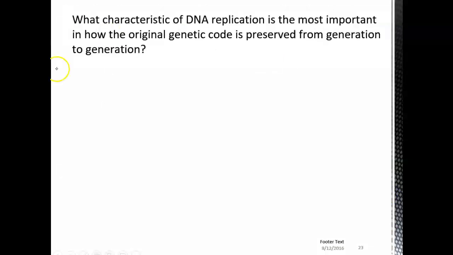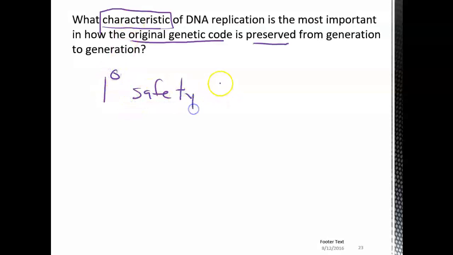All right, what characteristic of DNA replication, so what component, function, process that we talked about is the most important in how the original genetic code is preserved from generation to generation. How does DNA prevent making mistakes? There was one thing we talked about, the primary safeguard or safety feature are the base pairing rules.